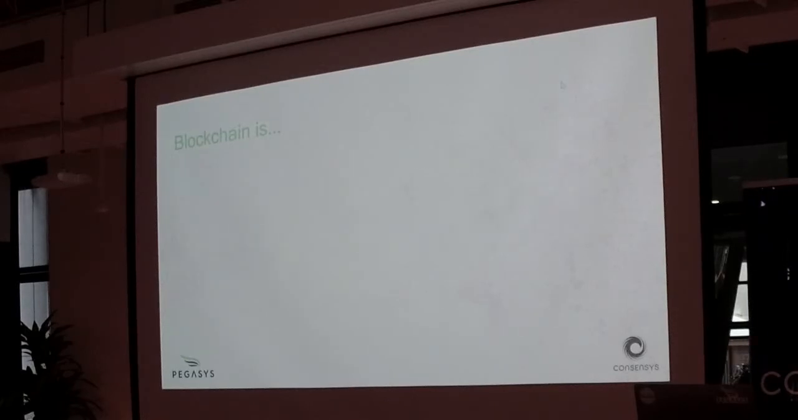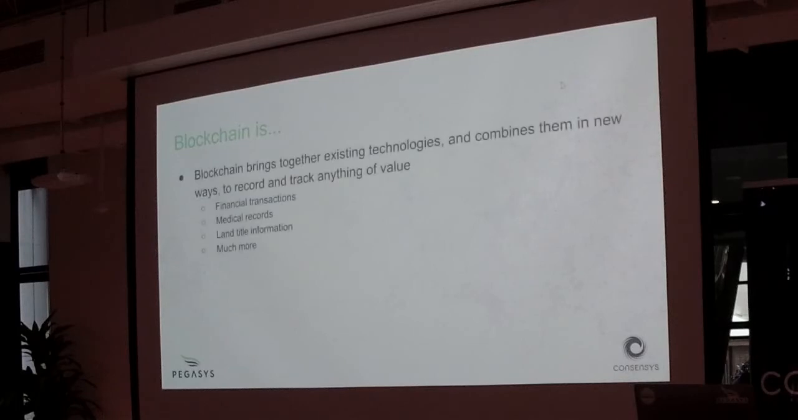So let's talk about what blockchain can actually do. Blockchain brings together existing technologies, and that's an important point. It's not a new technology as such, it's just bringing together existing technologies, combining them in different ways. And we use blockchain to record anything of value.